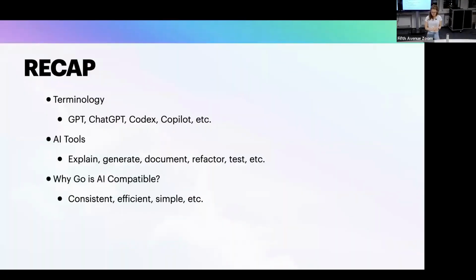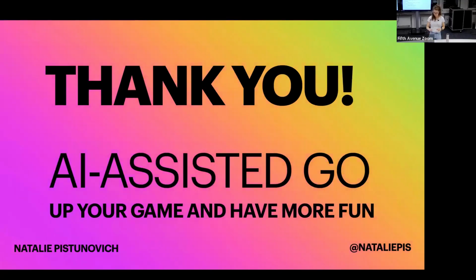We talked about the terminology. What is the difference between Copilot and Codex? We talked about what you can do with AI as tools. And there are not many tools right now out there. Obviously, it's in development. Obviously, there will be. But you will be able to do the same things like explain, generate, document, and so on. And why I think Go is a future-compatible language in the context of AI.